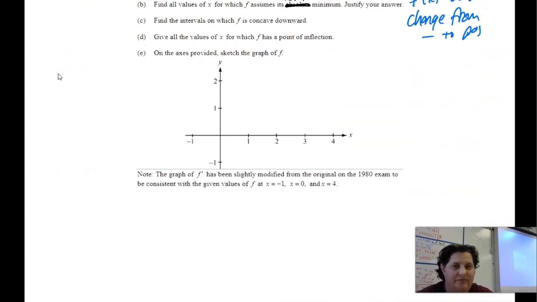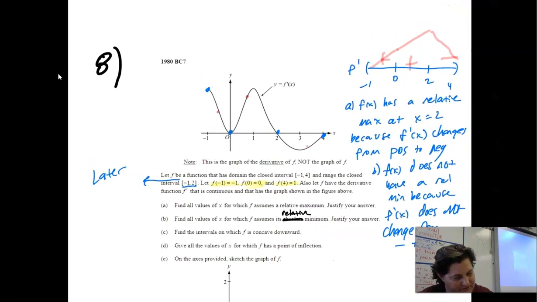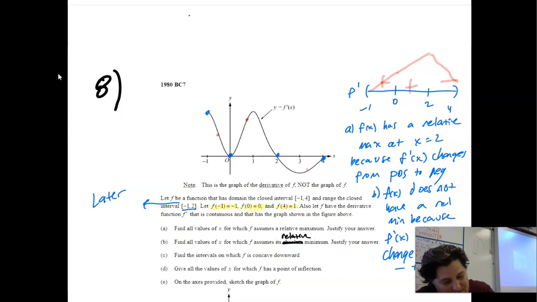I'm all over the place with my work, you guys, but it's because I want to continue looking at the graph while I'm doing it and I want to scroll so much. So try to not be all over the place with your work when you guys are doing these. All right, find the interval which f is concave downward.